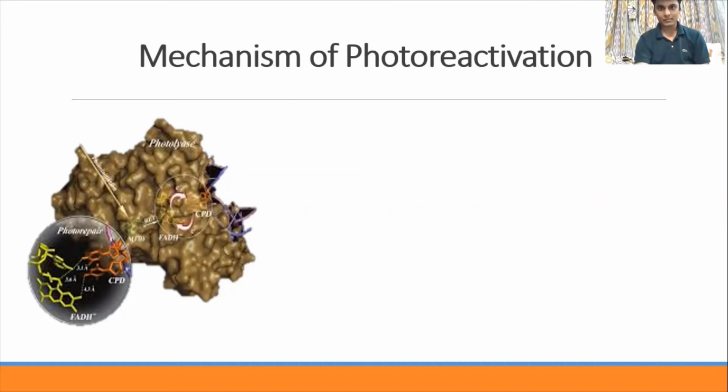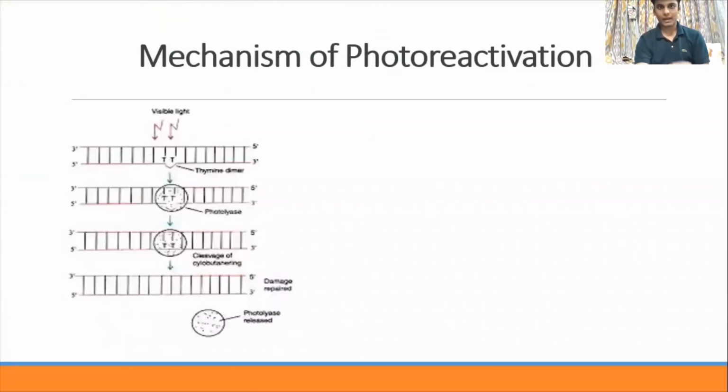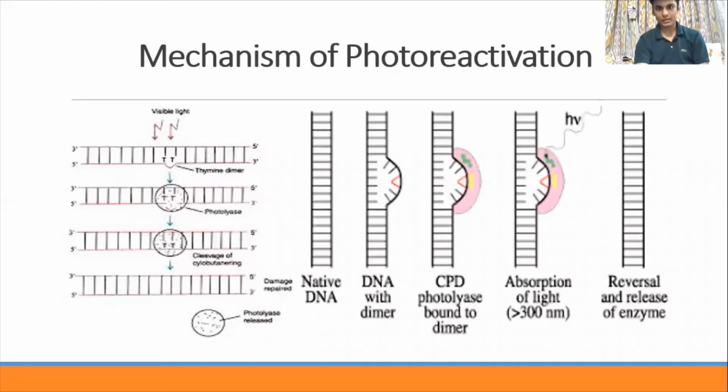The photolyase enzyme absorbs light at 300 to 500 nanometers and gets activated. The light activated enzyme splits the dimer by a local free radical mechanism via transient electron transfer method. First, the photolyase enzyme recognizes the thymine dimer lesion in the DNA and binds to it. The enzyme then absorbs visible light, which results in the activation of FAD. The excited FAD transfers an electron to the thymine dimer.